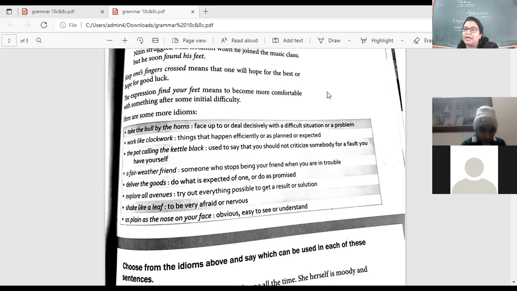Let's make a sentence. Make a sentence, please. This is easy. Fair weather friend. These are easy, you know. So when I'm in trouble, where is my fair weather friend? I've always been there to help my friend.